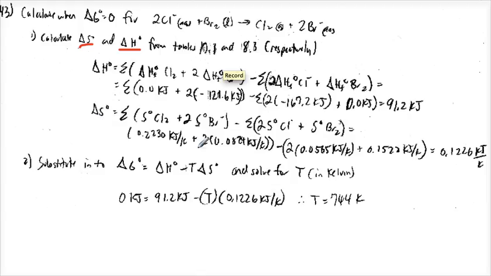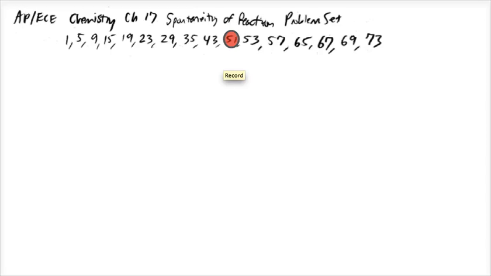And you find that the entropy change is 0.1226 kilojoules per Kelvin for this particular reaction. You substitute into delta G naught equals delta H naught minus T delta S, and then solve for your temperature in Kelvin. So you want your G to be 0, it's like it's equilibrium, and you have a value that you just calculated for your enthalpy, and you have a value that you just calculated for your entropy, so then solve out algebraically for T, and the temperature should be 744 Kelvin. Let's check out the next problem.